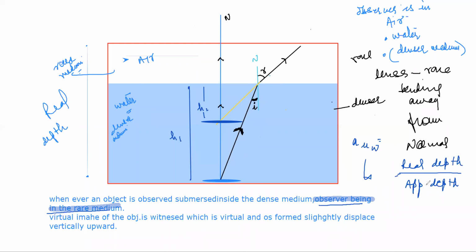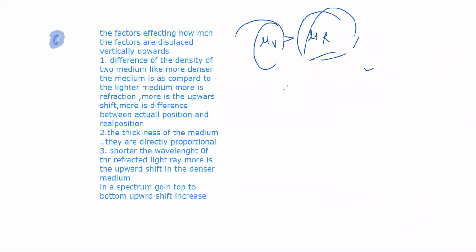A mu W is the refractive index of water with respect to air. So the refractive index of the denser medium with respect to air is equal to the real depth of the object inside the medium upon the apparent depth of the object seen from the water surface. We'll prove it later on. That is the actual relationship between the refractive index and the real depth and apparent depth. There are certain interesting points we should remember here. Taking the next slide, suppose A mu G is 3/2, which we have discussed before.